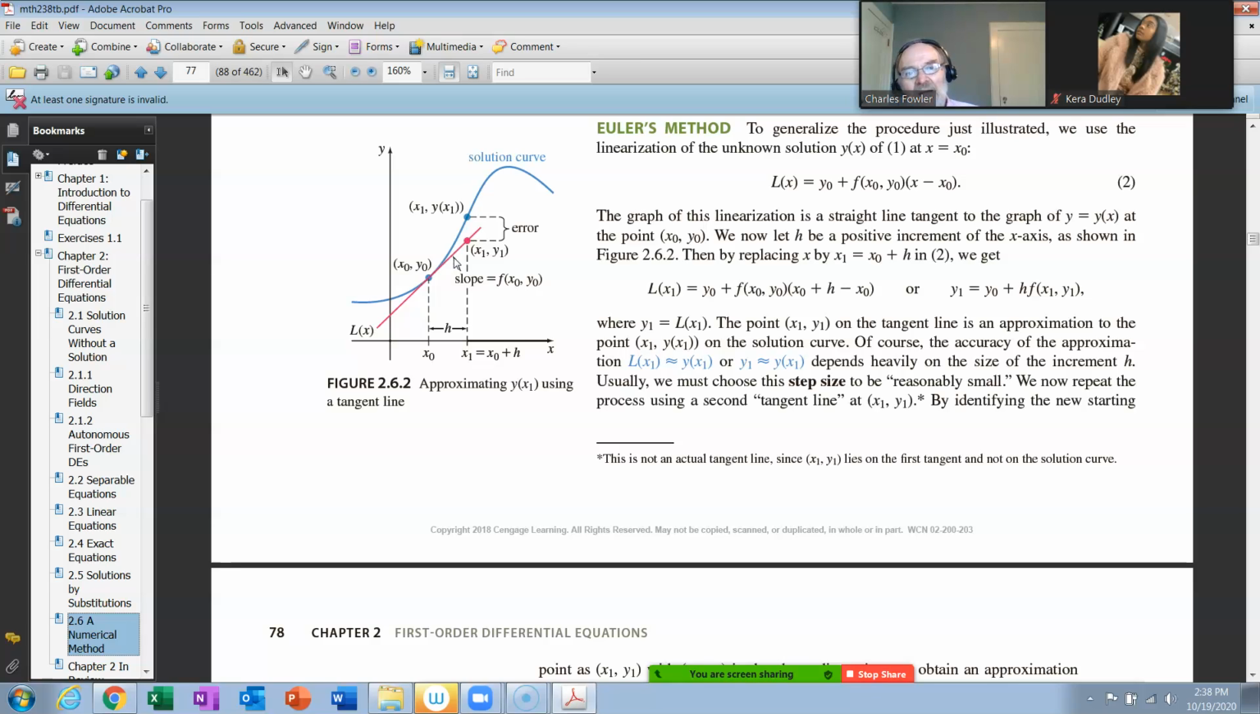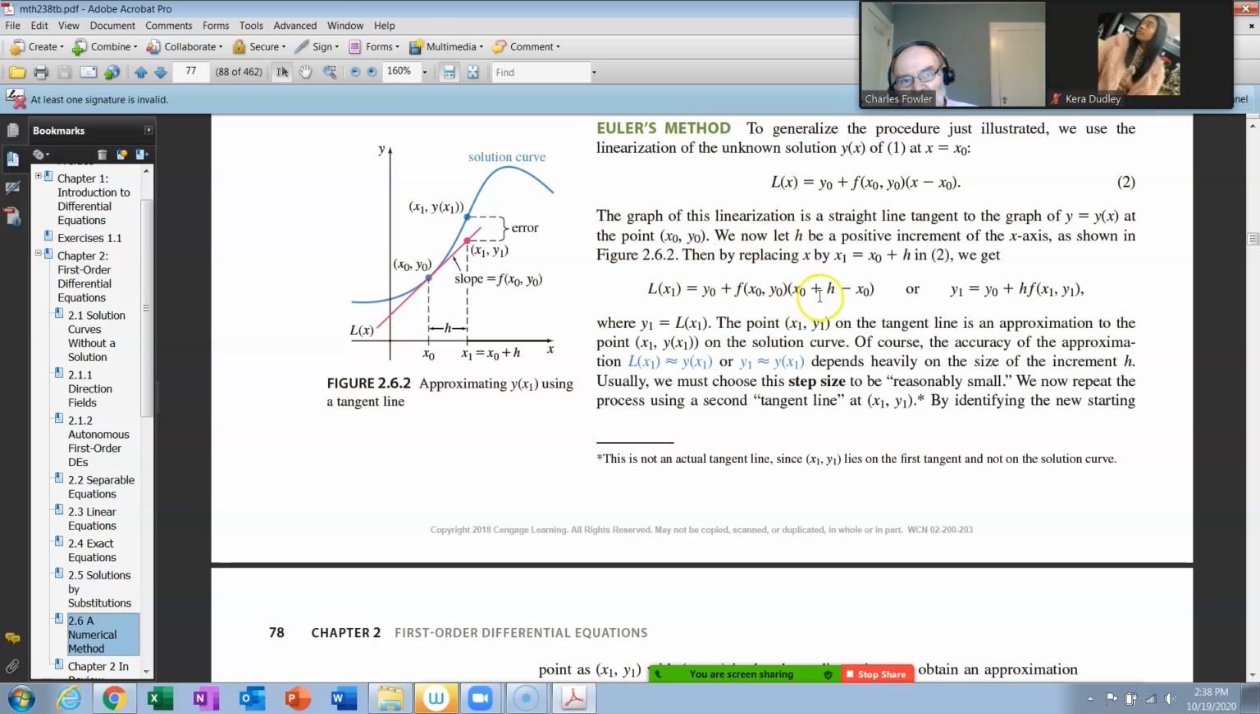But that's not all the linearization. We use the point slope formula to say that y minus y0 is equal to the slope times x minus x0. So this is your L of x, your proposed new y value. So what do we use? We use that known value, f at x0, y0, that's the slope, times x minus x0, that's how far, that's your h right here.